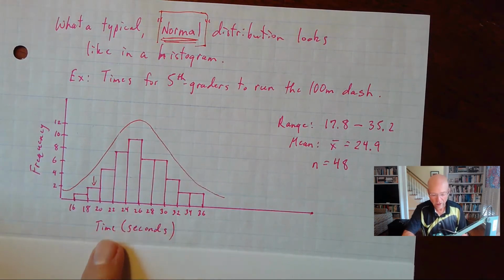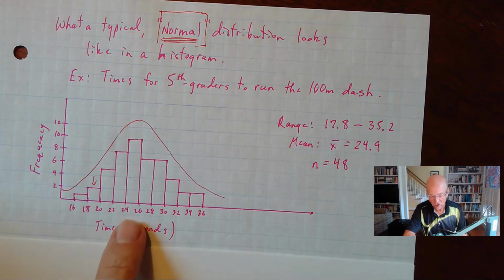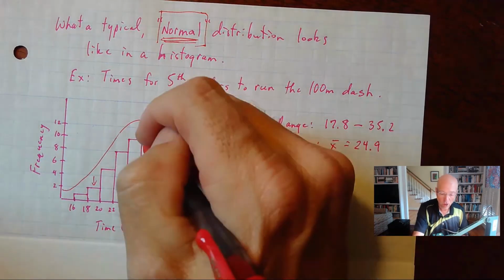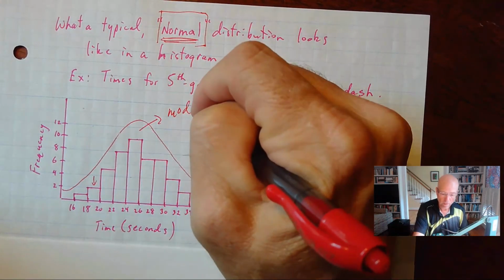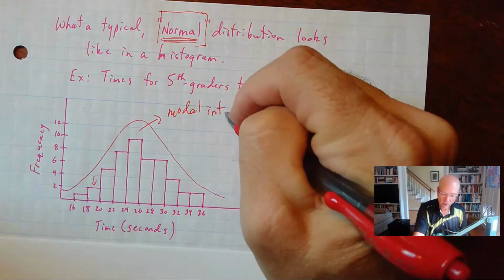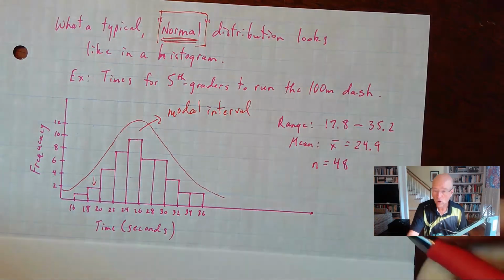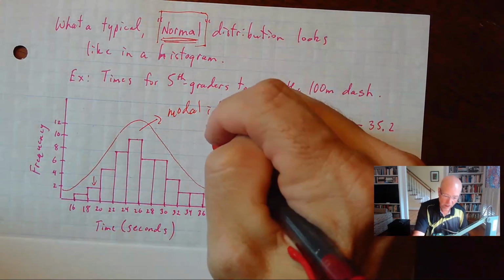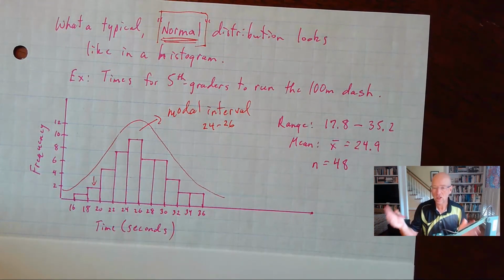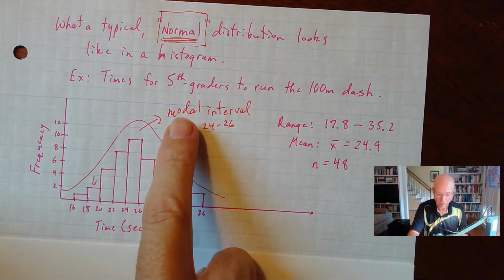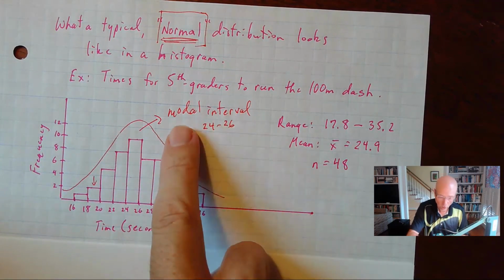So what we have here is the most common time for this 100-meter dash was in the 24 to 20 second range. To borrow from the idea of mode, which is most frequent, sometimes we would call that a modal interval. It's not that a single score is the mode, but the 24 to 20 second interval is our most common interval. So we can call this our interval mode, modal interval.